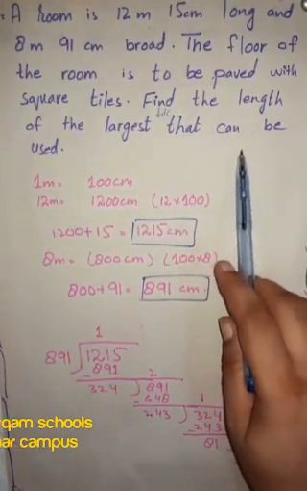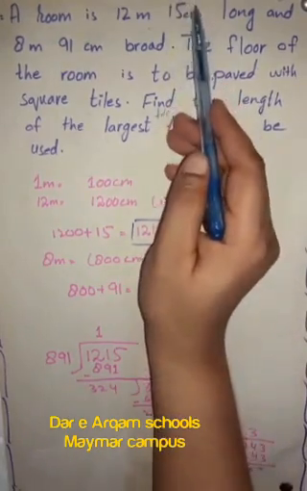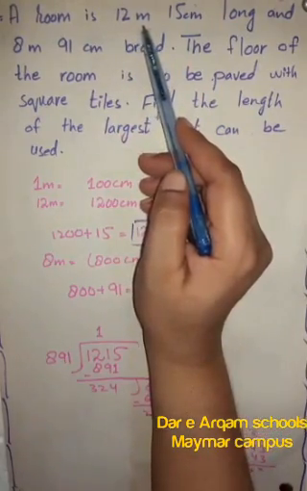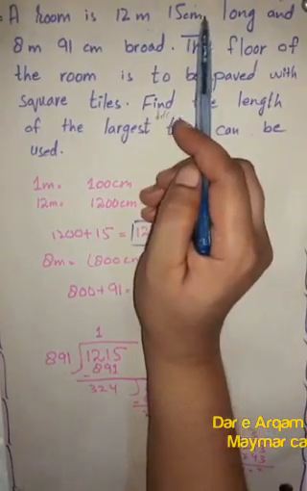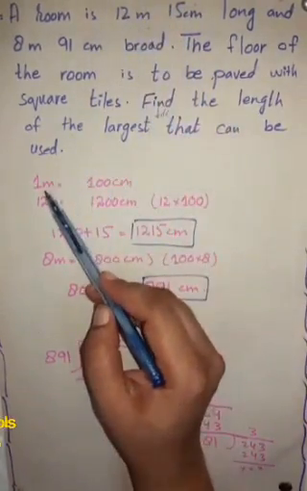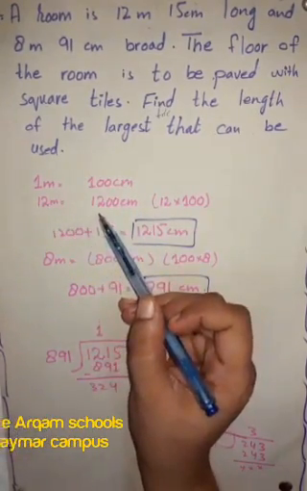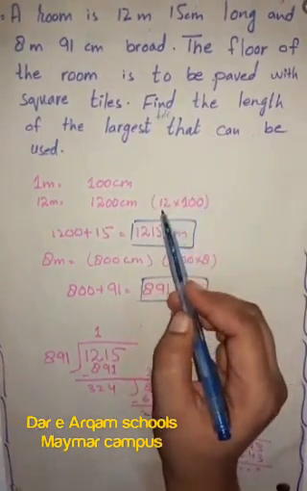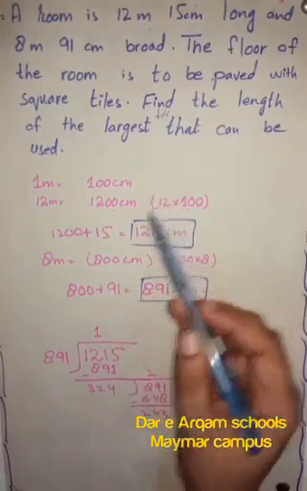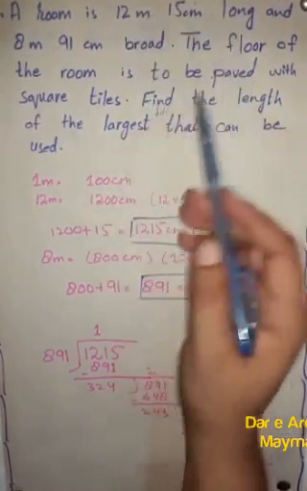Students, to find the HCF, first of all we will convert these numbers into centimeters, because we have two quantities, first in meters and then centimeters. So to make it a whole number, we will convert meters into centimeters. As we know, 1 meter is equal to 100 centimeters. So 12 meters will be equal to 1200 centimeters, because when we multiply 12 with 100, we get 1200 centimeters.